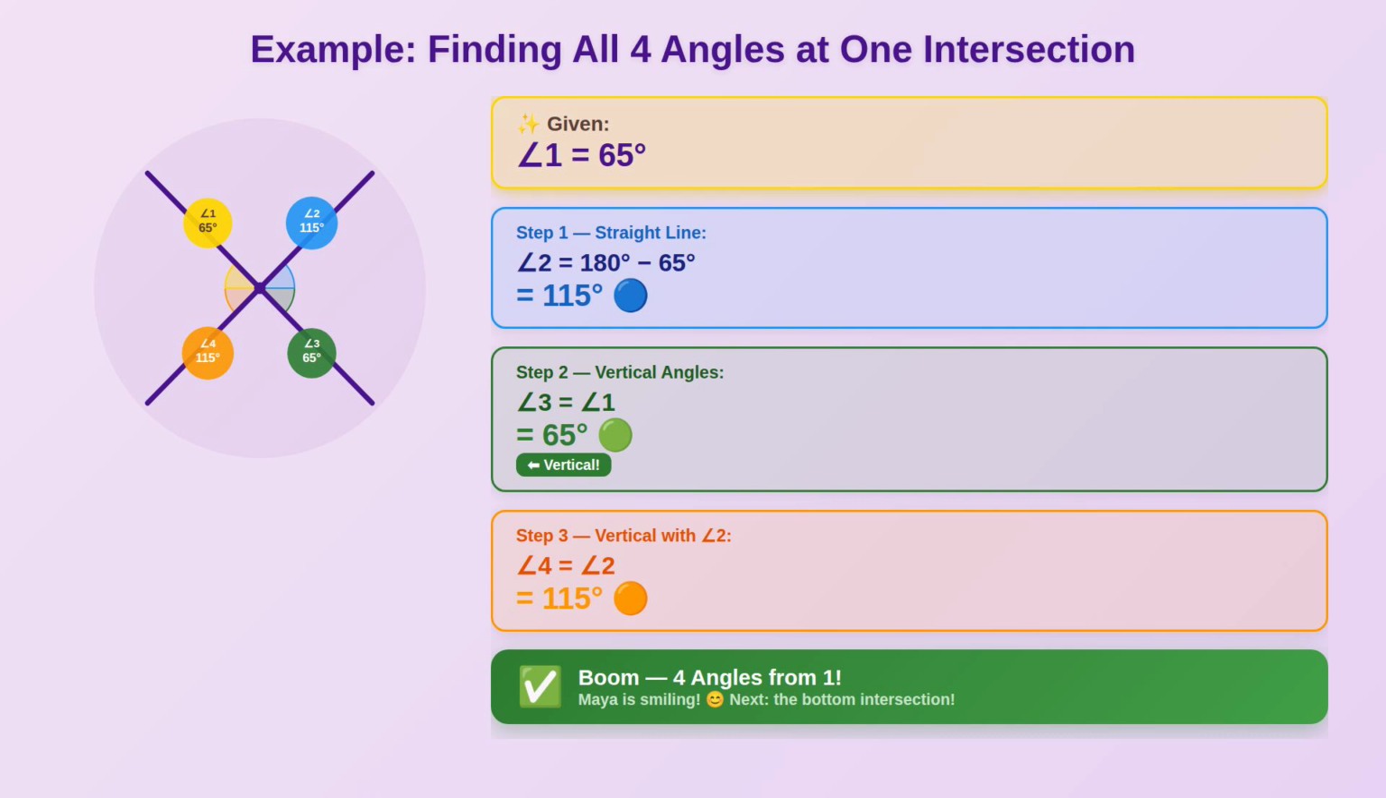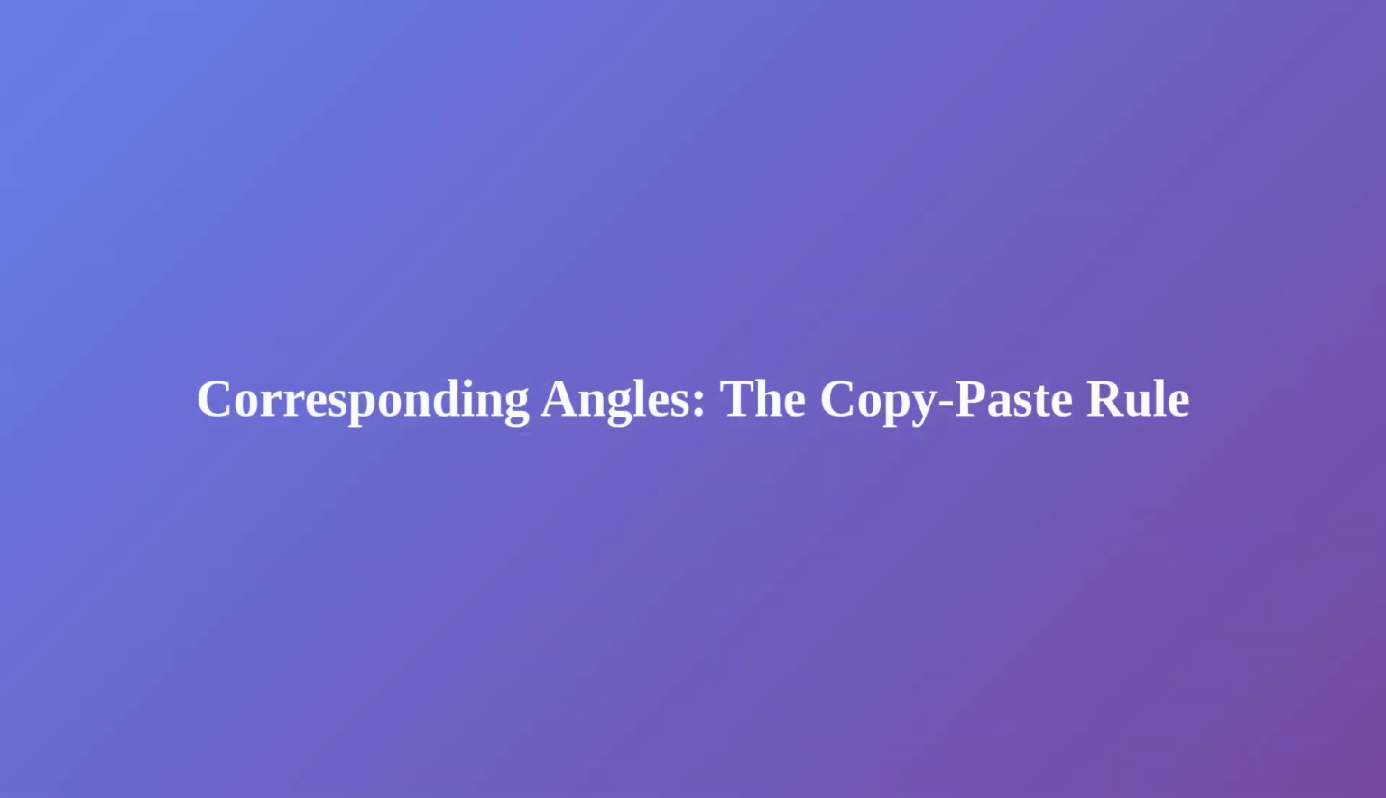Maya's smiling now. But we still have 4 more angles at the bottom intersection. Let's keep going. Here's where the magic really starts. Maya notices something amazing. Corresponding angles are angles that sit in the same position at each intersection, like one is the copy of the other. Angle 1 is at the top left of the upper intersection. Angle 5 is at the top left of the lower intersection. Same position. And because the lines are parallel, they're always equal.